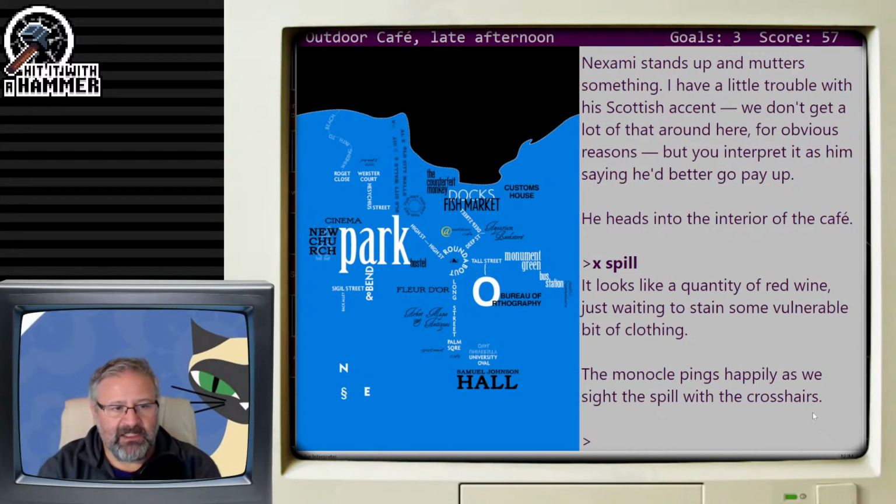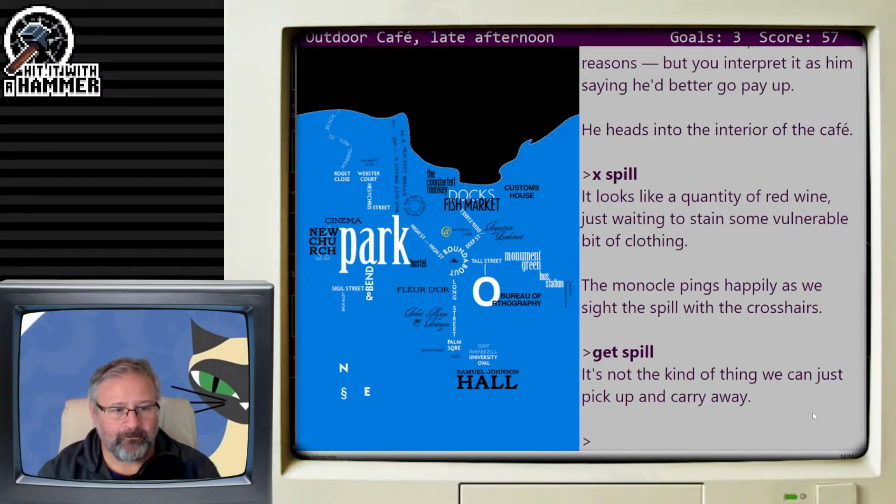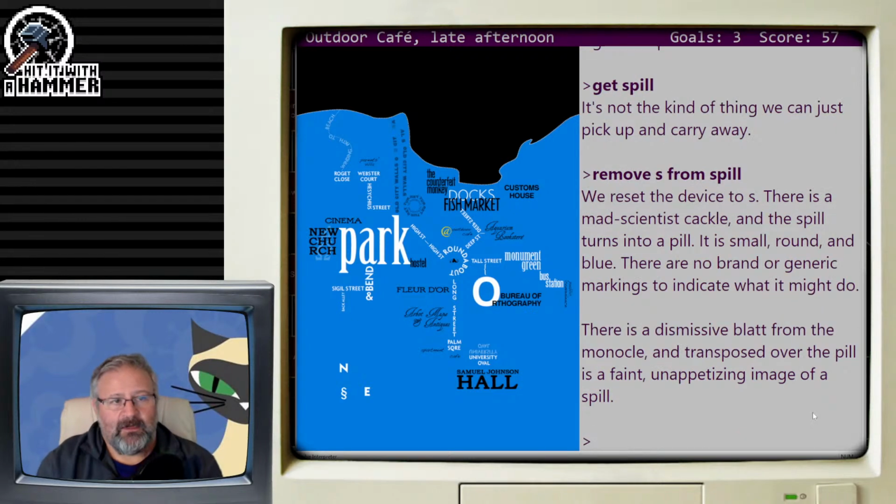Look at the spill. It looks like a quantity of red wine just waiting to stain some vulnerable bit of clothing. Not the kind of thing we can just pick up and carry away. Remove S from spill. We reset the device to S. There's a mad scientist cackle, and the spill turns into a pill. It is small, round, and blue. There's no brand or generic markings to indicate what it might do.